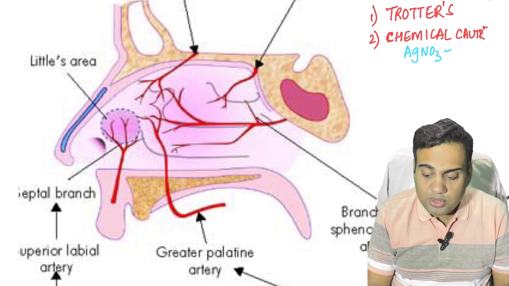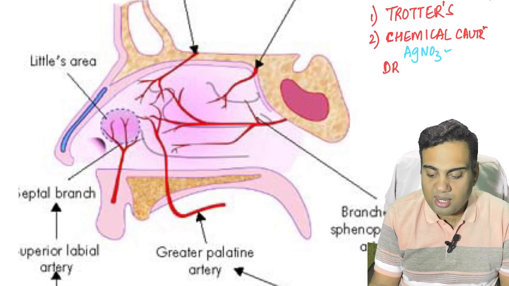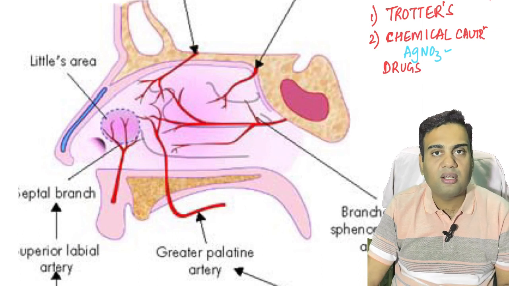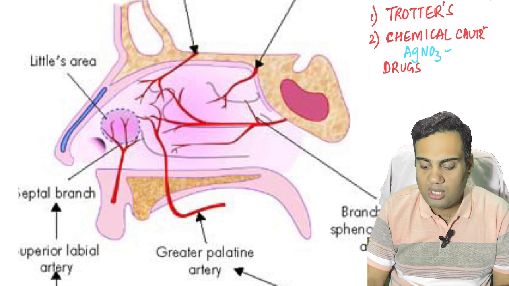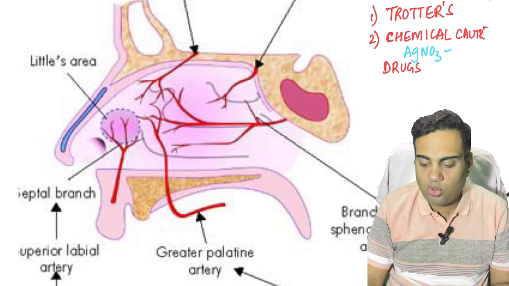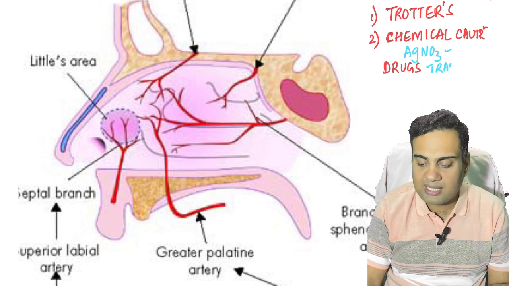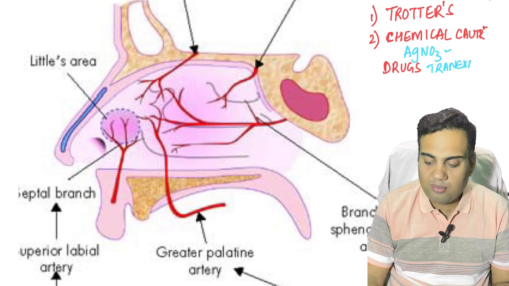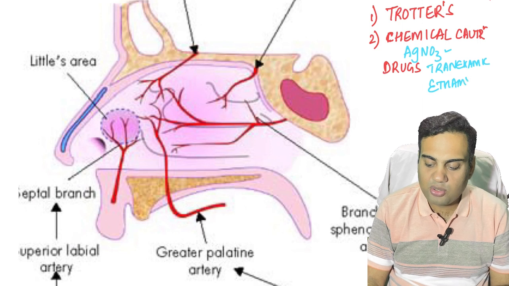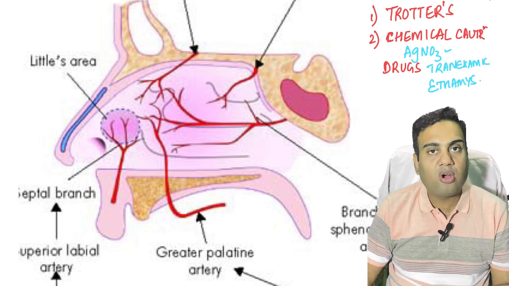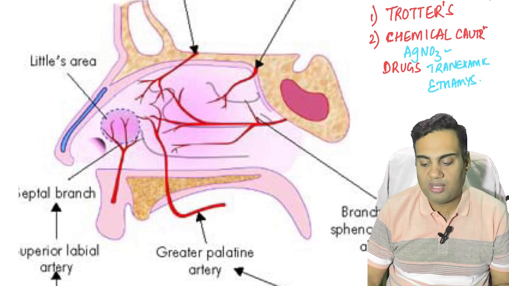The other thing that you can use is drugs. Drugs का मतलब क्या होता है? The drugs that will reduce your bleeding and cause coagulation. So common drugs that you know of: one is tranexamic acid, and one is ethamsylate. So these are the common drugs that you can use for causing clotting over there.